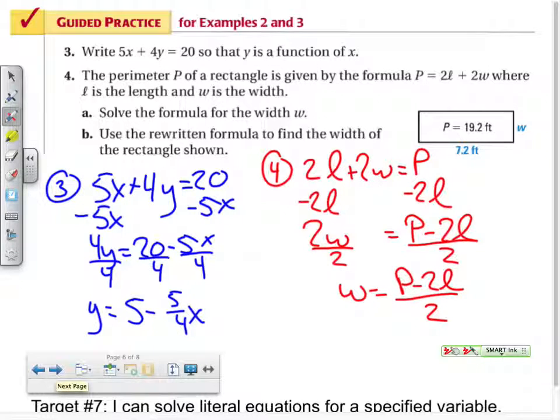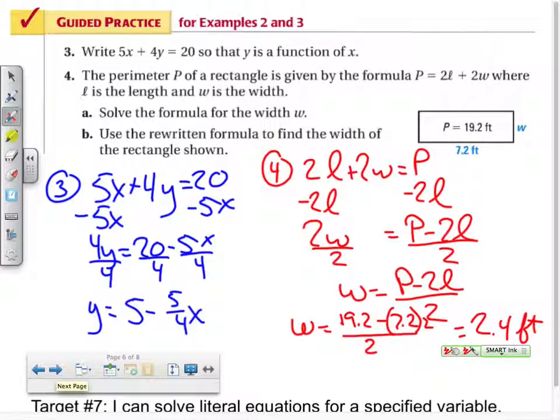And in this rectangle, our perimeter is 19.2. Our length is 7.2. We can use our formula to figure out what the width would be. 19.2 minus 7.2 times 2 divided by 2. Let me write in the times 2 here. Divided by 2, the width would be 2.4 feet.